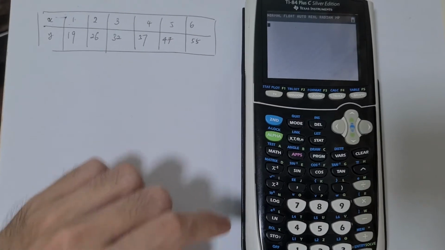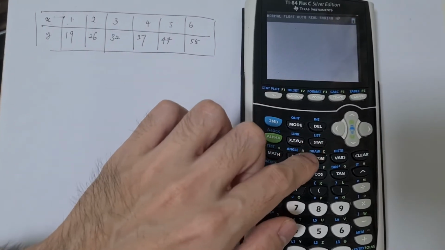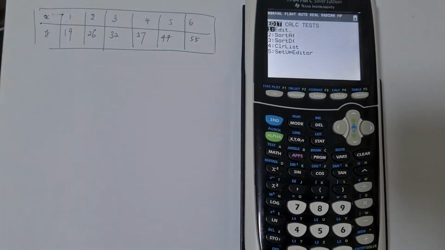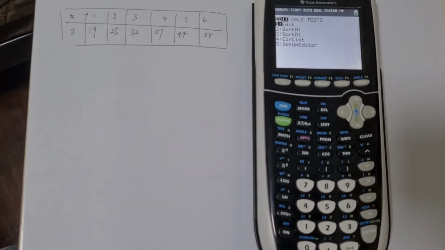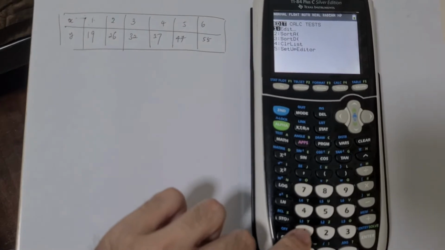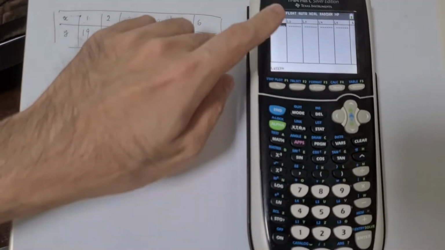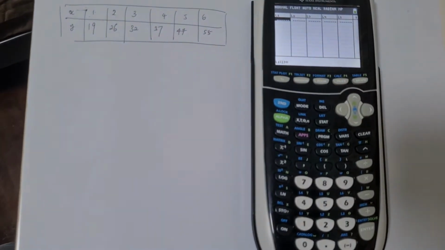So how do we go about doing this is, first thing we click on the button called Stats, and then we are able to see all the options. The next thing we do is we click on Edit, so we press 1, and then we will be able to see the tables shown in the graphics calculator.